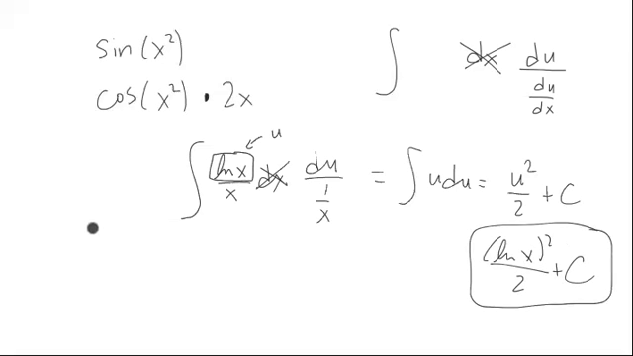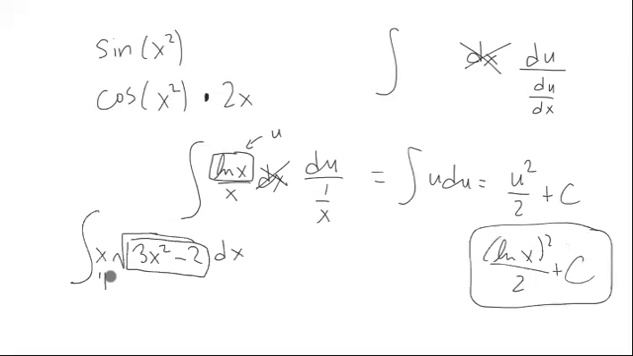Likewise, here's another example. What if we had x times the square root of 3x squared minus 2? What would we do? Well, notice that the derivative of this is a multiple of this, so this would be a good choice for u. And then the derivative of u would be 6x.